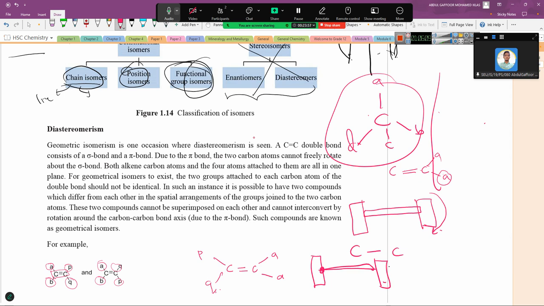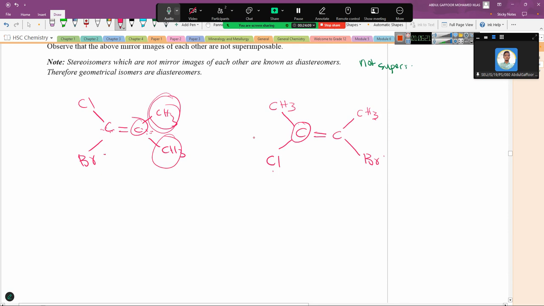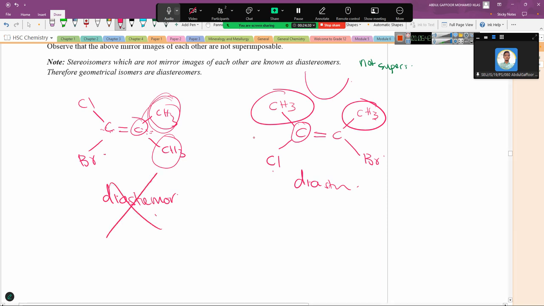And diastereomers are geometrical ones, which means they should have sigma bond and pi bond. Here you can see a carbon-carbon double bond is there. Here CH3, here CH3, so they are in the same direction. So they are diastereomers, and the type is cis-trans. This is not a diastereomer, right? What's the reason? Because the same group comes on the same carbon, so it cannot act as a diastereomer. Here they are diastereomers and they are cis because they are in the same direction.